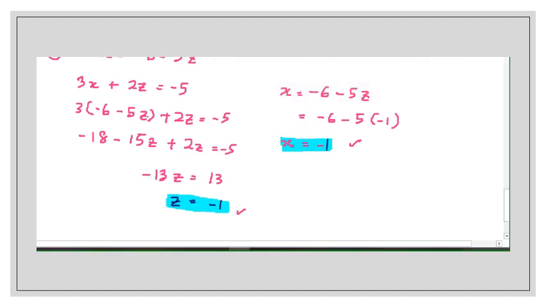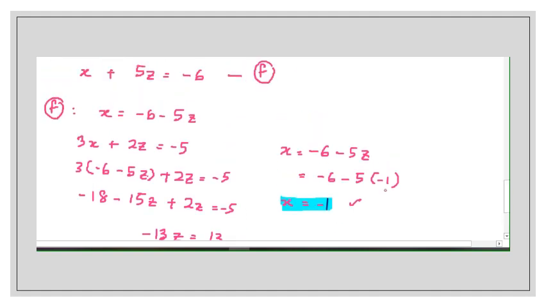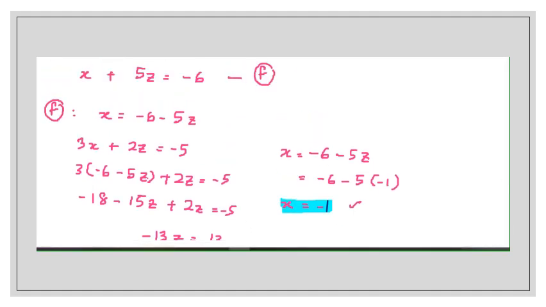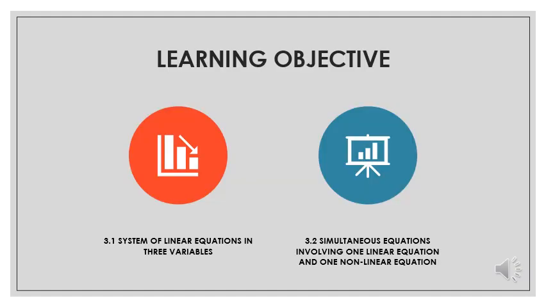Okay, now we have finished our substitution method. Okay, now class, we come to 3.2, simultaneous equations involving one linear equation and one nonlinear equation.